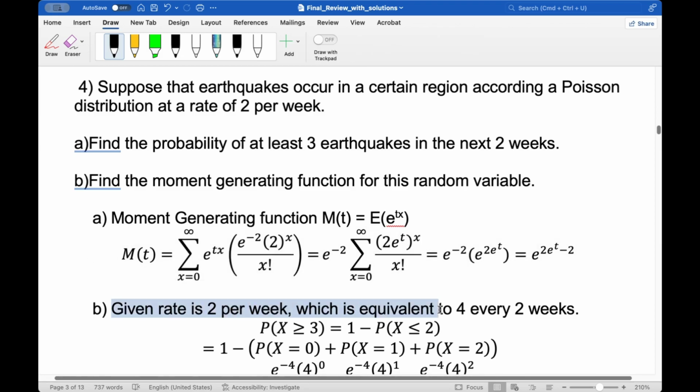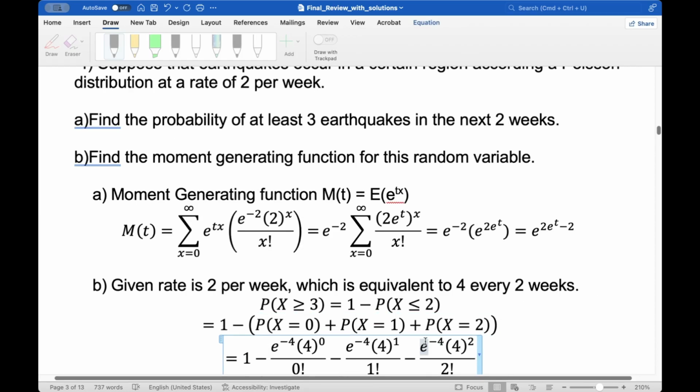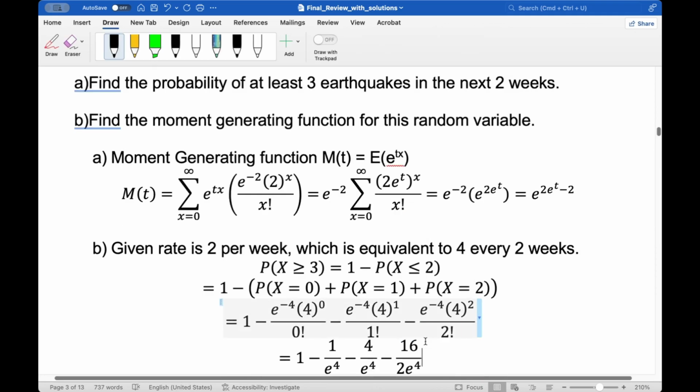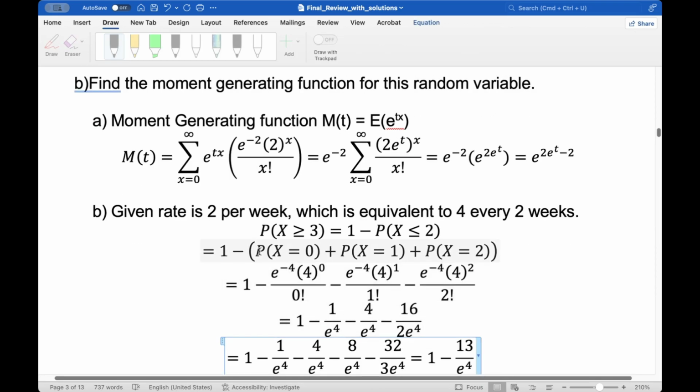I'm actually doing part B here first. So 2 per week means 4 every 2 weeks. So the mean is 4. We want at least 3 earthquakes. At least 3 means 3, 4, 5, 6, and so on. So we count the opposite, 0, 1, and 2, and subtract. So we're going to calculate the Poisson distribution here for, remember, mean is 4. And we're going to go through the values less than or equal to 2. So 0, 1, and 2, and then subtract 1 minus all that.